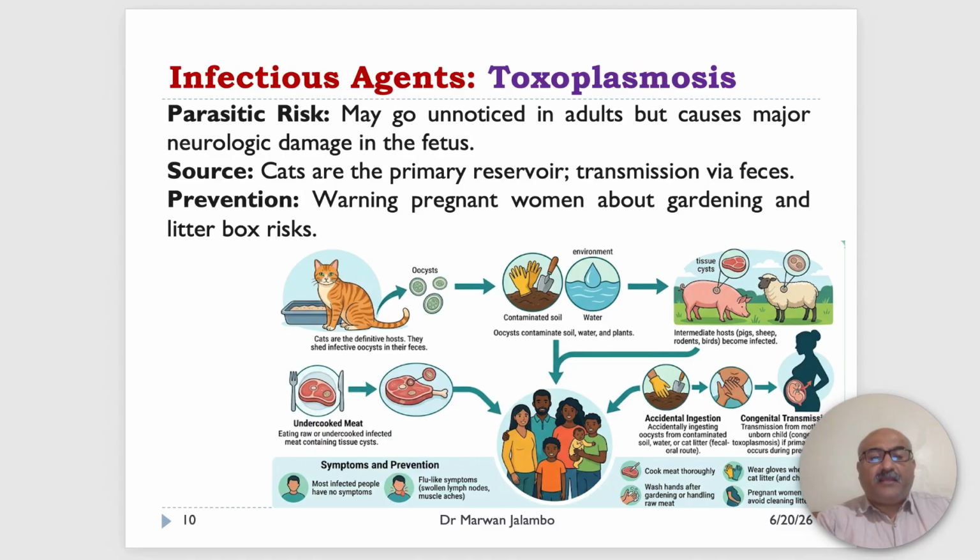The primary reservoir for this parasite is the cat, and transmission typically happens through handling material infected by cat feces. This is why public health guidelines strictly advise pregnant women to avoid cleaning litter boxes and to wear gloves while gardening.